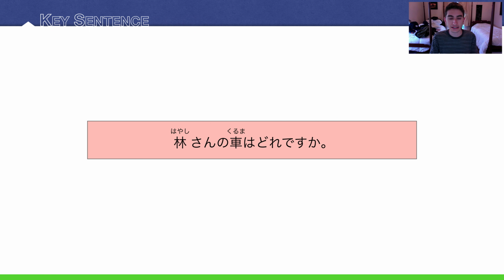And we're back to our key sentence. 林さんの車はどれですか? Which you should now know means which one is Hayashi's car, or Hayashi's car is which one, out of 3 or more possibilities, right?